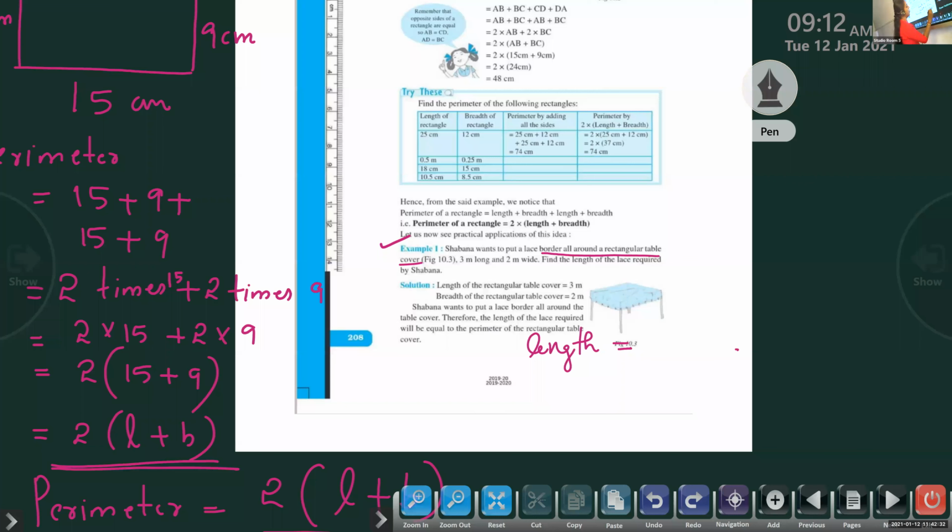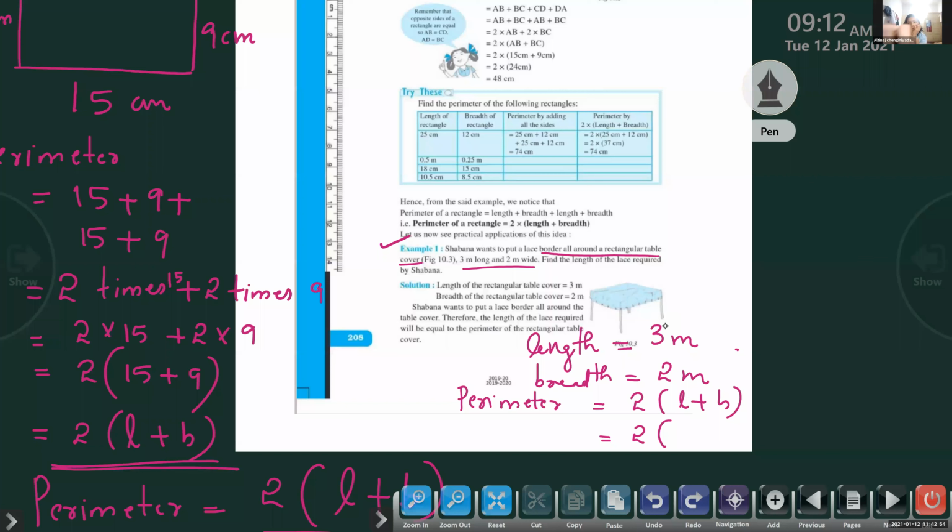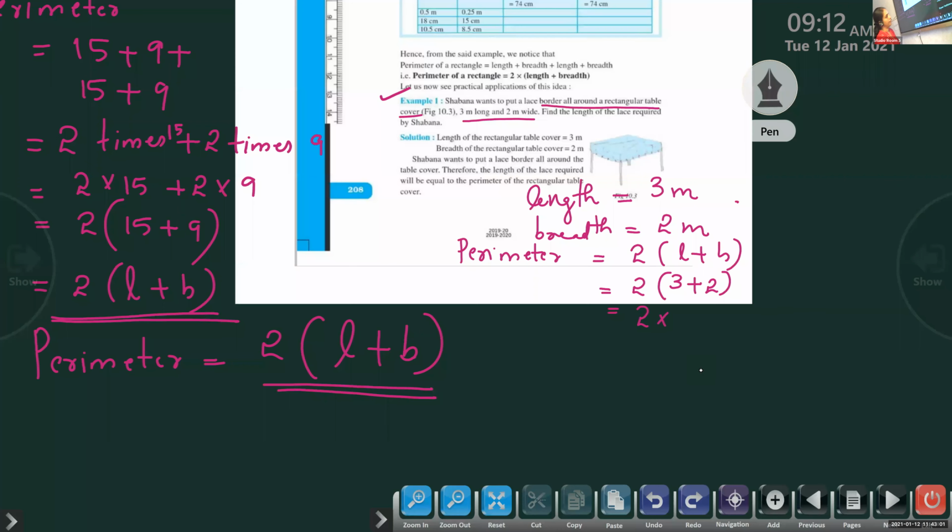What is L and B here? Length and breadth. And what is given in the question? 3 plus 2. And here what you have to do is, 2 into this 3 plus 2, you have to add first, five. In the brackets. Okay. That is 5. So 2 into 5 equal to 10 meters. Only this much. Clear, children? Will you write? Okay, ma'am.